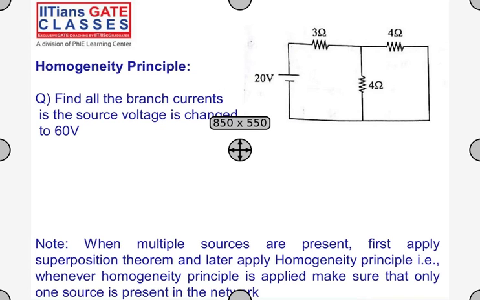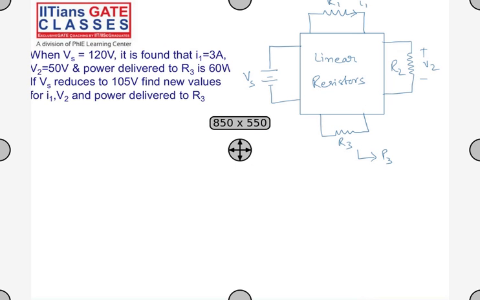Next. So I want you to solve this. This is a previous year GATE question. I think the whole question is visible. When Vs is equal to 120 volts, it is found that I1 is 3 amps, V2 is 50 volts, and power delivered to R3 is 60 watts. If Vs is reduced to 105, find the new values of I1, V2, and power dissipated in R3. You have linear resistors here.